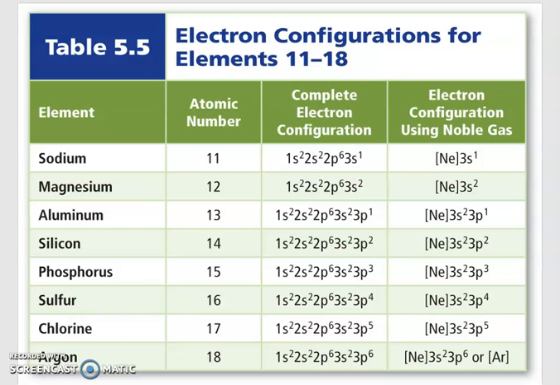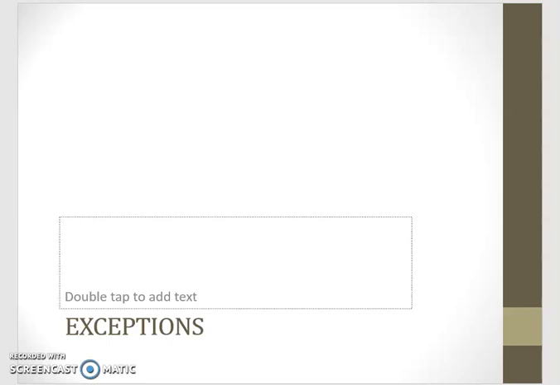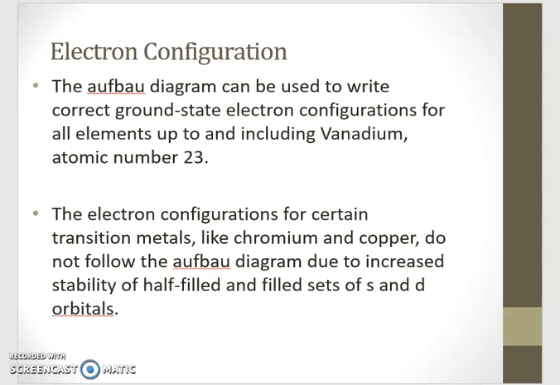Now for configurations, there are always a few exceptions, and so our exceptions are going to come in the transition metals for the most part. And so for the most part, we can use the Aufbau diagram and those energy levels to write our electron configurations up through about atomic number 23. There are some particular transition metals. You need to know chromium and copper and silver. They will not follow the Aufbau diagram because there will be increased stability to have half full or completely full d orbitals compared to s orbitals. And so here are our exceptions.